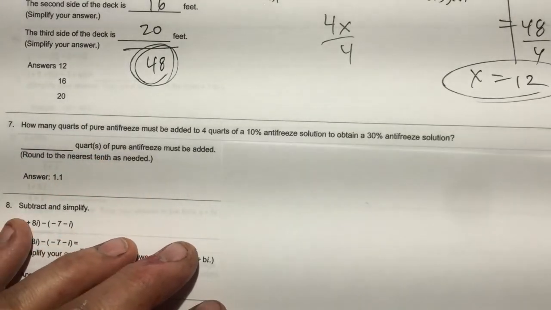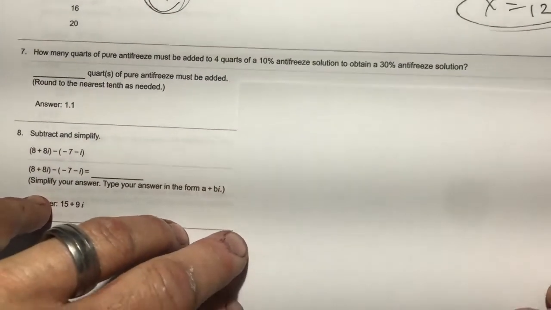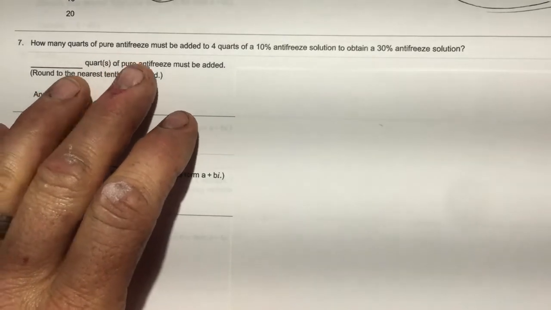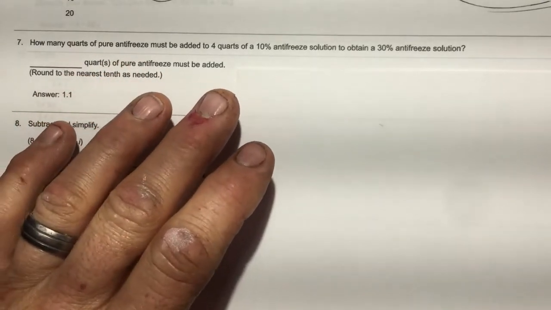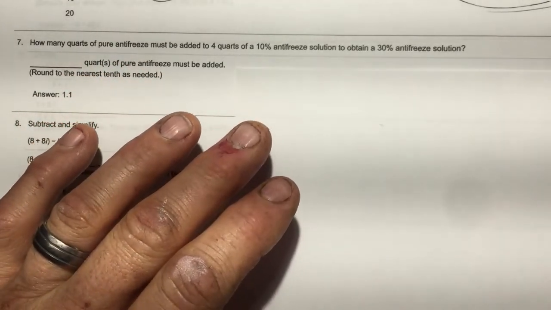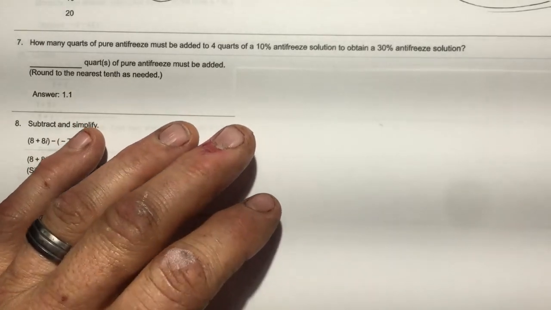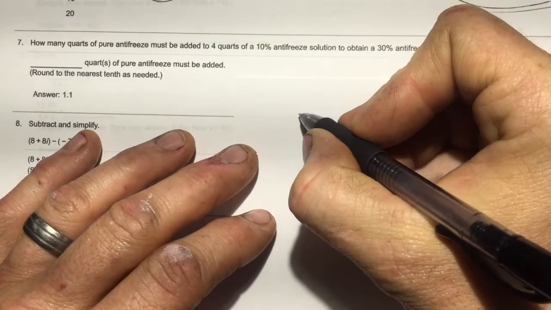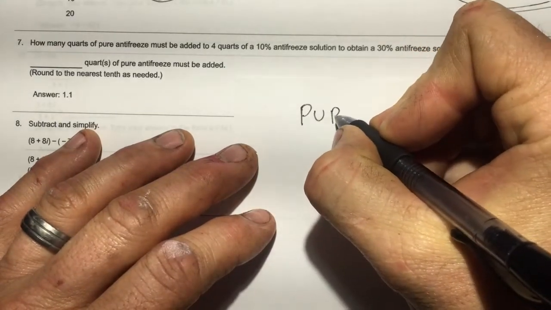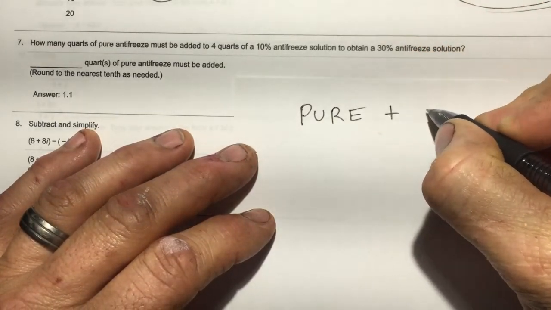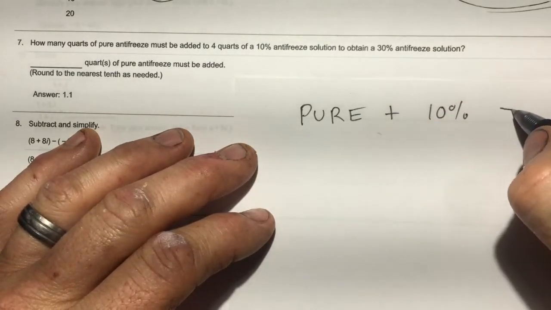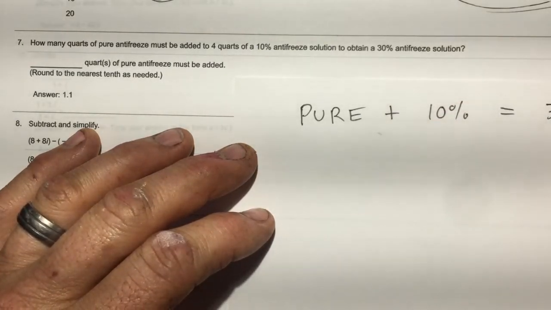Okay. Let me scoot this up to the top a little bit better. How many quarts of pure antifreeze must be added to 4 quarts of a 10% antifreeze solution to obtain a 30% antifreeze solution? Okay. Now here's what you got. You got your pure antifreeze plus your 10% antifreeze, and you're going to mix that together to get a 30% antifreeze.